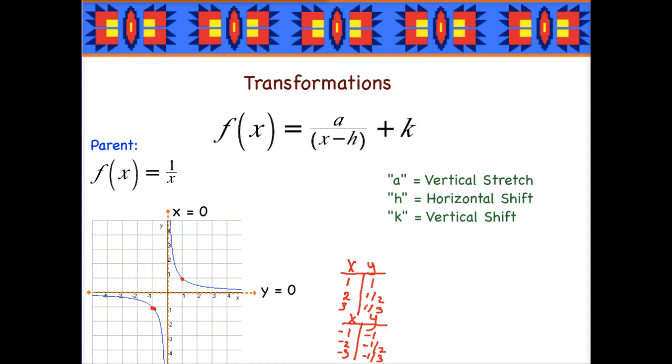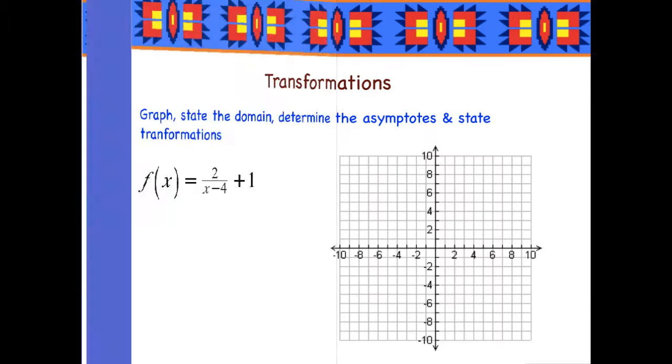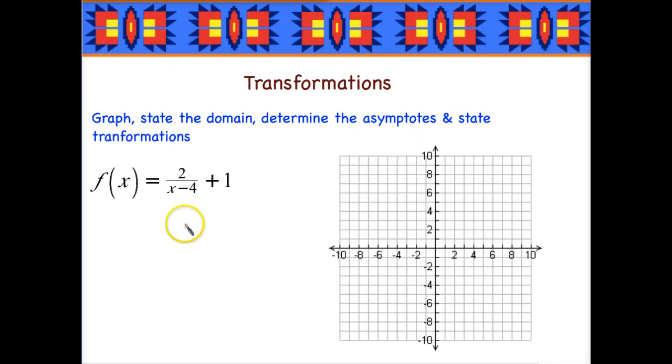So let's go ahead and look at some more transformations, and we'll graph. So here we have a function, y equals 2 over x minus 4 plus 1. We're going to graph this, and then we're going to state the domain, determine the asymptotes, and state the transformations. So let's do this out of order a little bit. Let's think about our transformations.